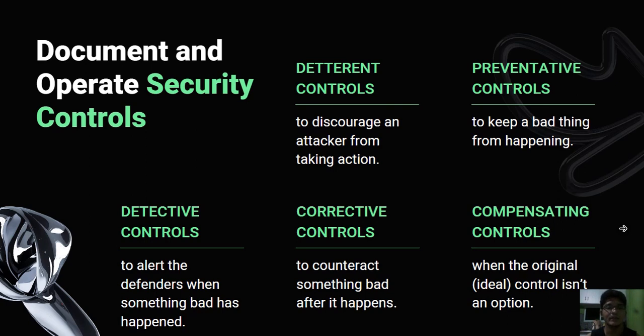Fourth is corrective controls, to counteract something bad after it happens. Backups are a fantastic corrective control, just ask anyone who has been infected with ransomware. By restoring a copy of the data as it was before the ransomware attack, users are able to go about their business quickly. Last is compensating controls, when the original or ideal control isn't an option.